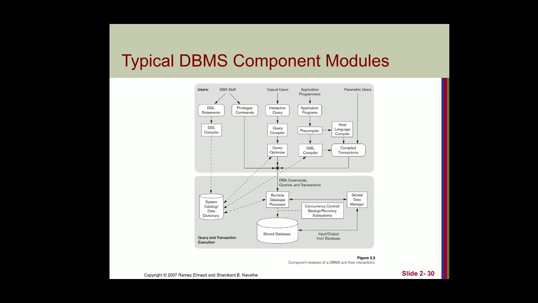If you want to store the data, then we can store it, or if you want to retrieve the data, then also we can make use of this stored database, wherein actual information is stored. Then we have the system catalog or the data dictionary, wherein all the information like schema information, the metadata, is present. Then we have the stored data manager, which works as a manager for controlling the redundancy, and if something has to happen, then this stored data manager will take care of that. Then concurrency control will be there, then backup, recovery, subsystem, everything is present over here. So this is your typical DBMS component module.